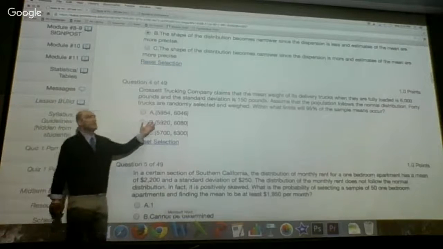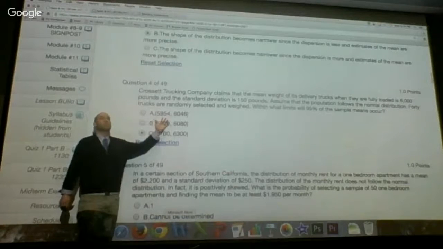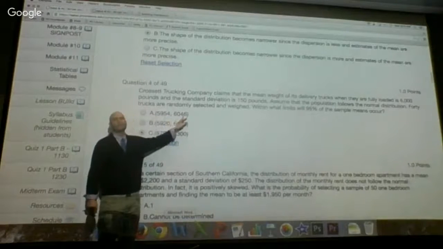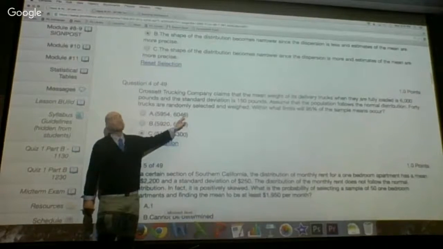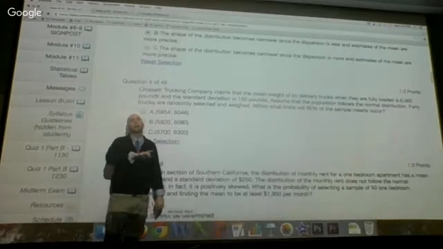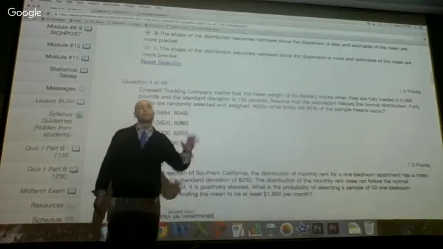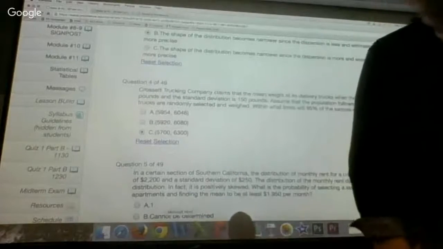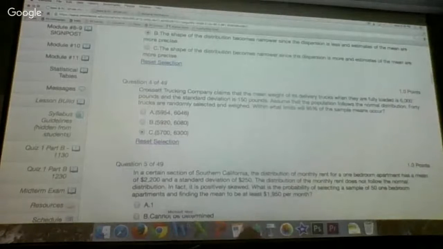Oh no, I don't see anything here that says 5,952 and 6,048. But I see something that's very close to it, which is 5,954 and 6,046. And I bet if you use 1.96 and 23.7, I bet you get the exact answer for A. Tap and check.